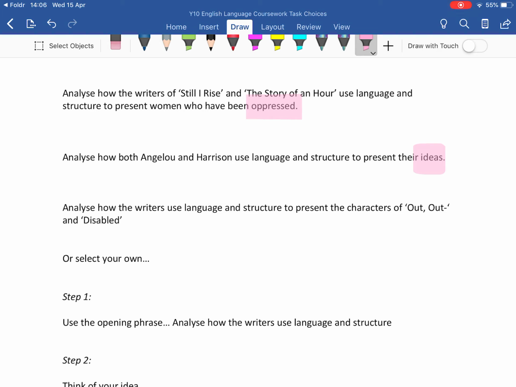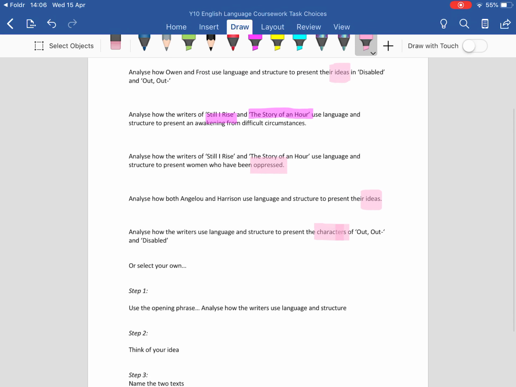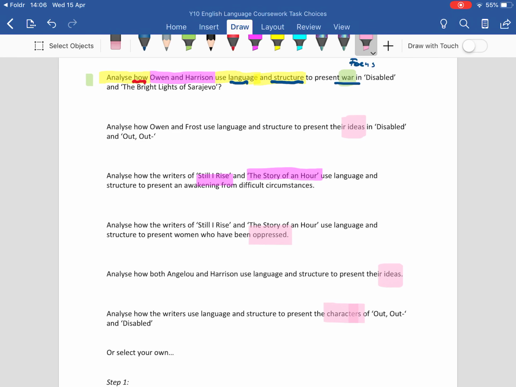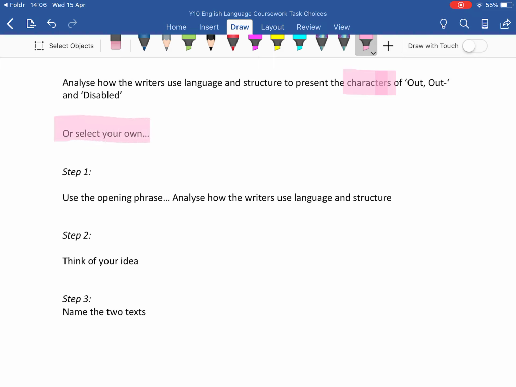And then analyse how the writers use language and structure to present the characters of Out Out and Disabled. Now, this is a very simple question, a very general question again, present the characters. So you can say whatever you like about the characters of Out Out and Disabled. So hopefully there's a question there which hits the two texts that you want to write about. And hopefully there's a question there for you that makes sense. I've tried to hit all 5 texts and put them in different combinations that would work. However, if one of those question choices does not work for you, you can select your own.